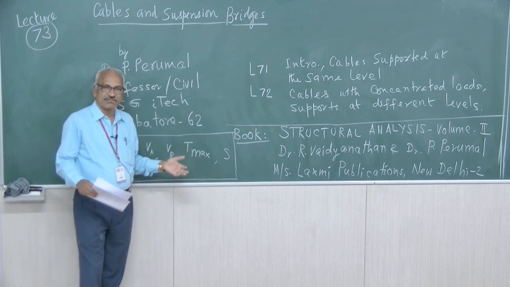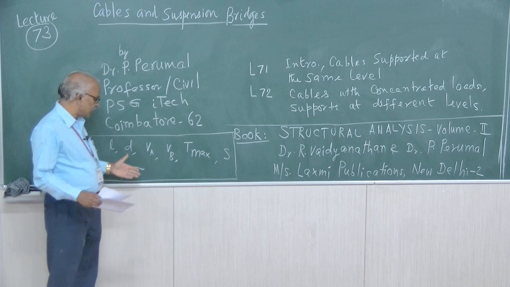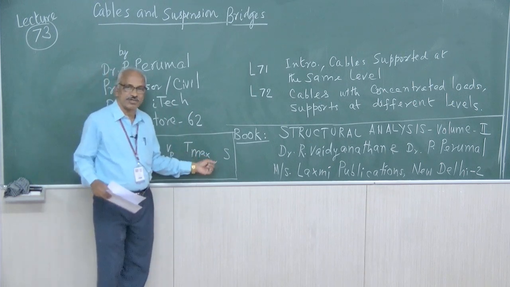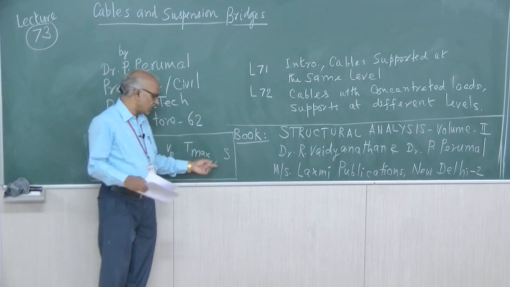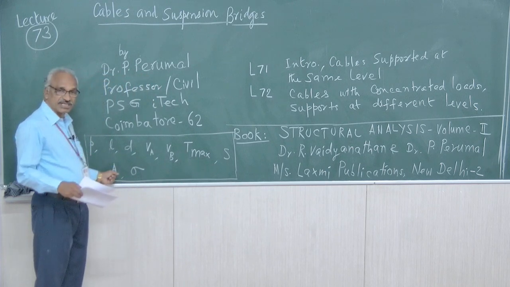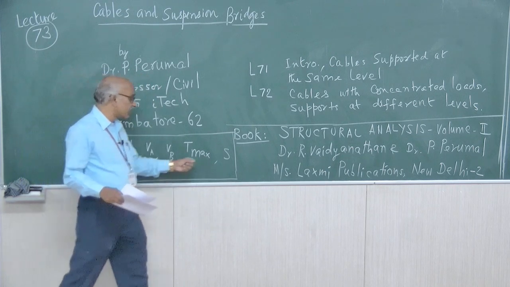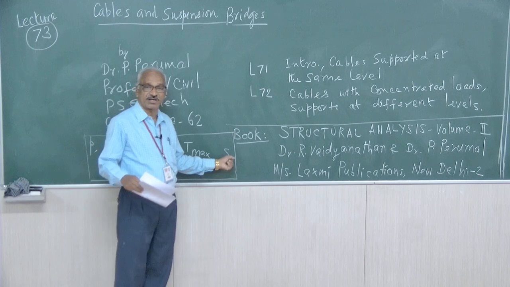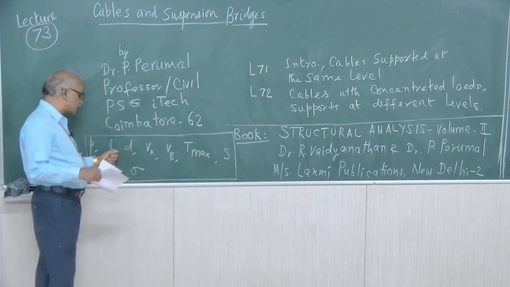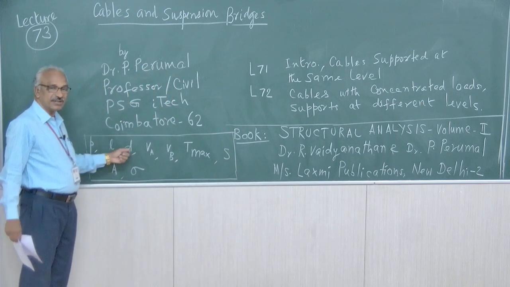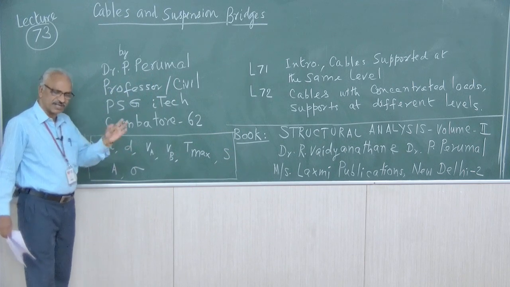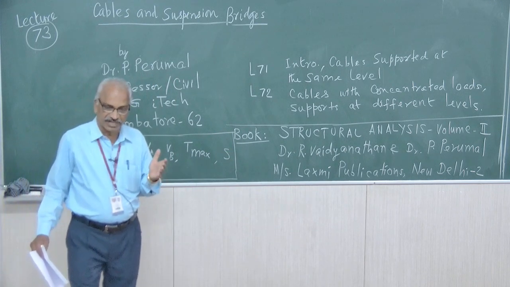And for a designer, they will require what is the value of maximum tension, then what is the cross-sectional area of the cable that is required, and what is the length of the cable that is required for getting a horizontal span of L and a dip of D. Right, that is for a designer's need.